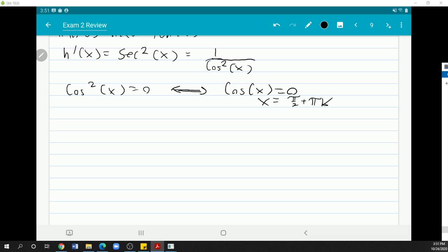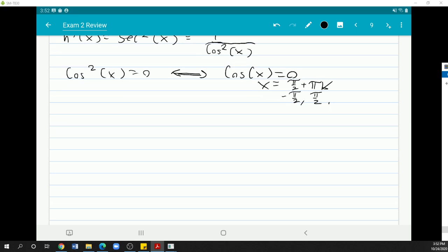So if I look in this interval of minus pi to pi, I get minus pi over 2 and pi over 2. And that works out. But the thing I have to remember about tangent is those are going to be vertical asymptotes. So that's basically the issue.